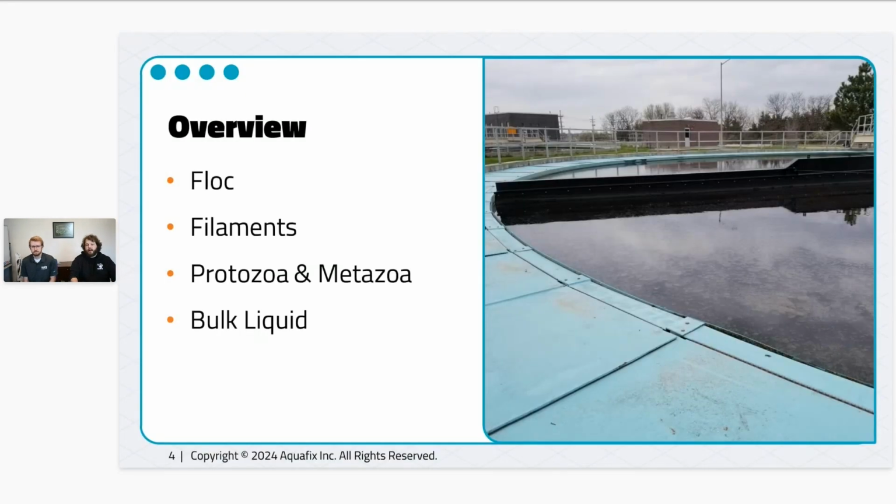So as a general overview today, we're going to be going over under the microscope floc, filaments, protozoa, metazoa, and then bulk liquid. These are the four categories that we look at that assemble together to create a picture of what's happening in your system.